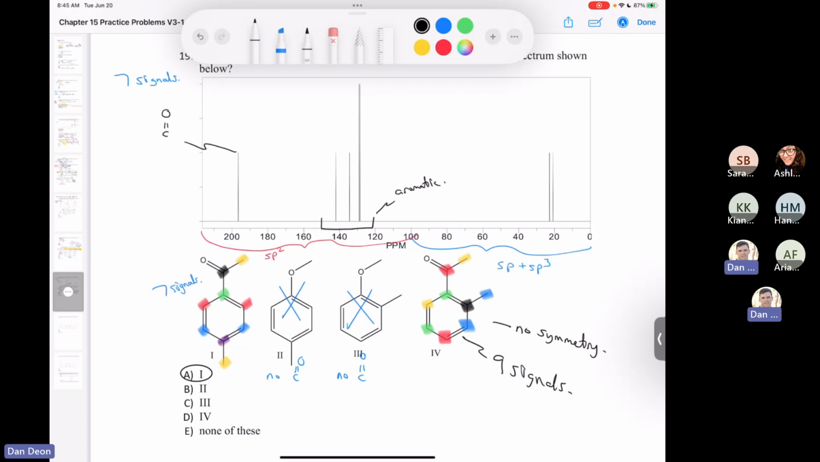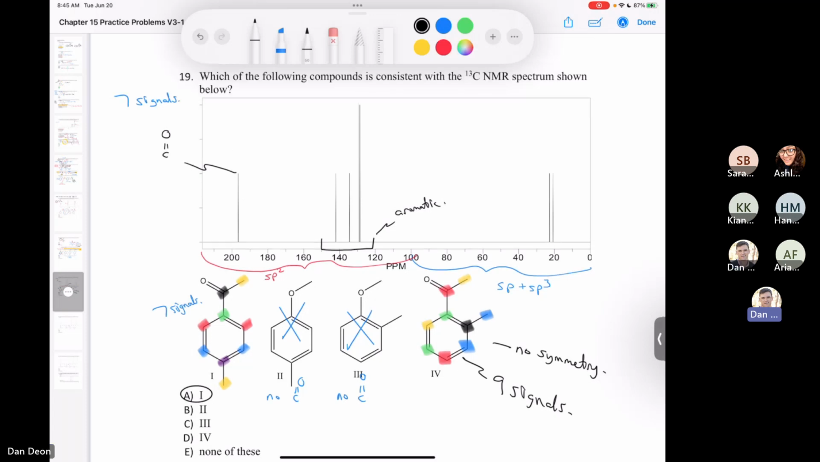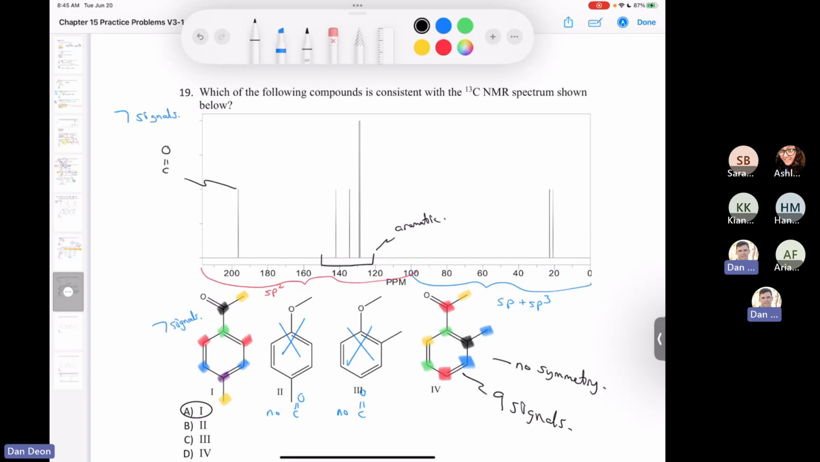Give me a thumbs up if you're with me so far on this problem. I wanted to try annotating it with you. All right, cool, cool. Good, so let's practice our annotation skills.